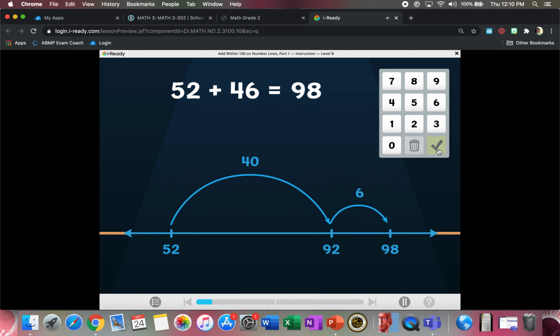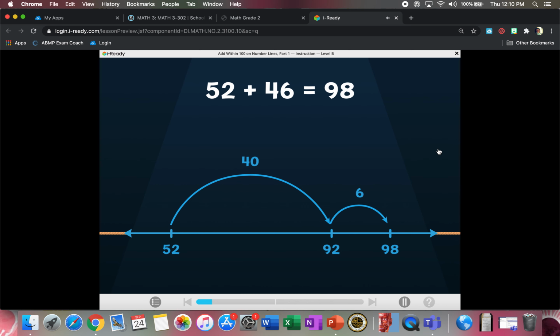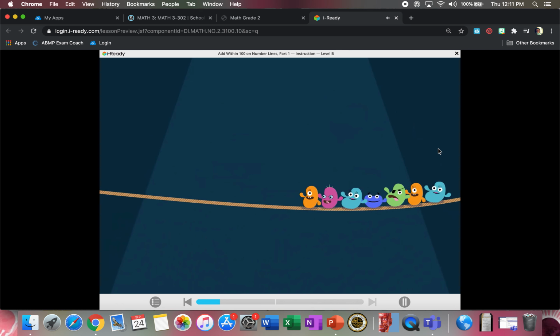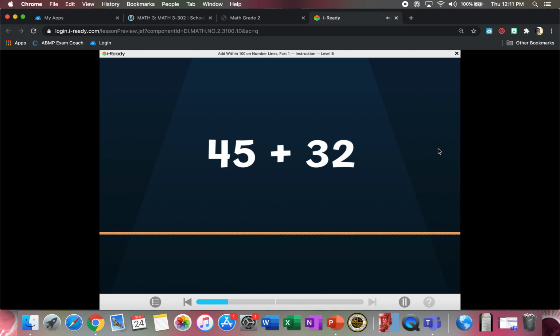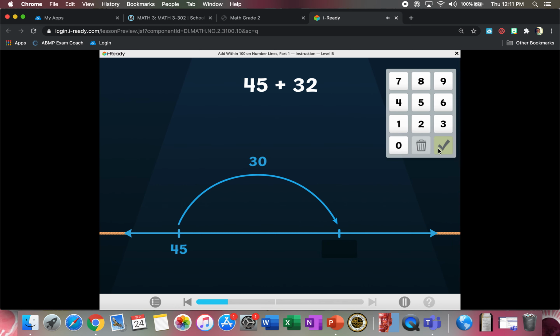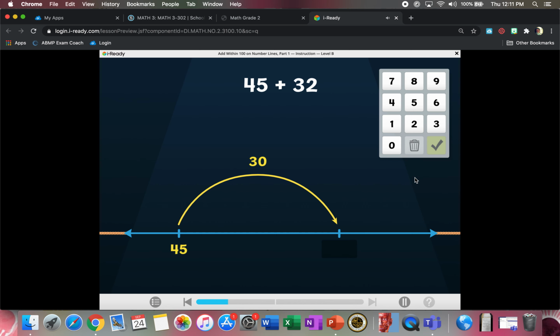Excellent. 52 plus 46 equals 98. Let's find 45 plus 32. We'll start at 45 and add on the tens and ones from 32. There are 3 tens in 32, so the first jump is 30. What is 45 plus 30?